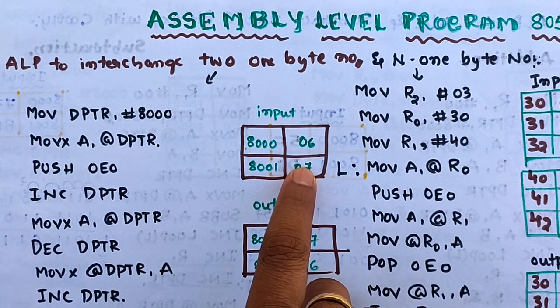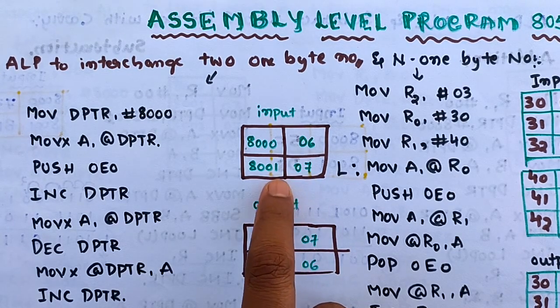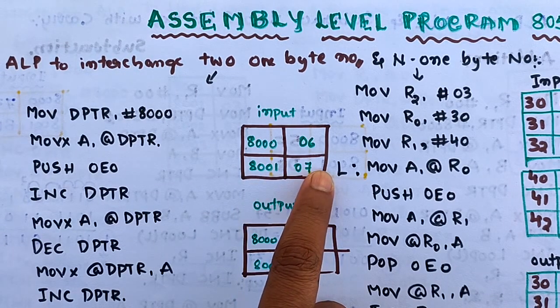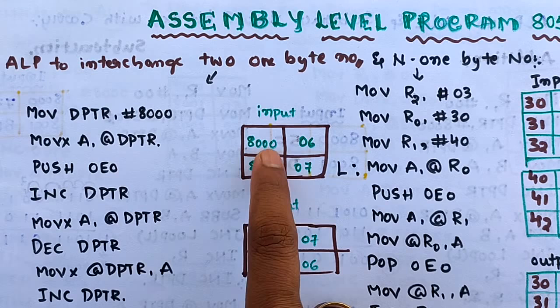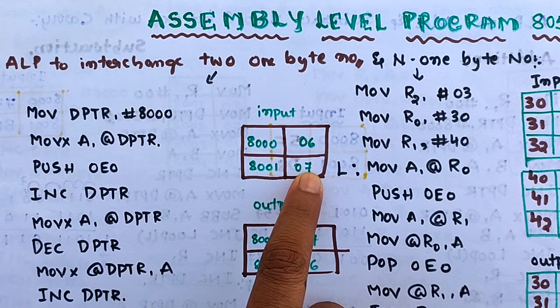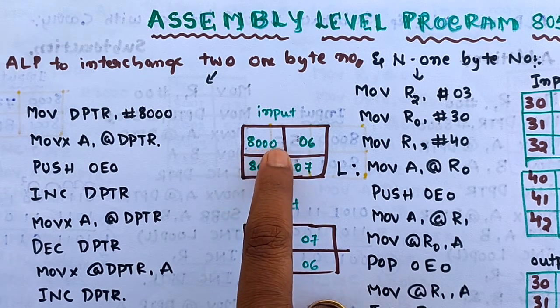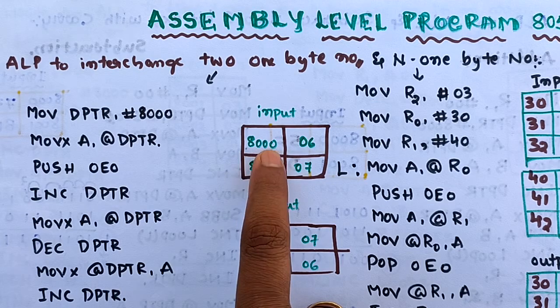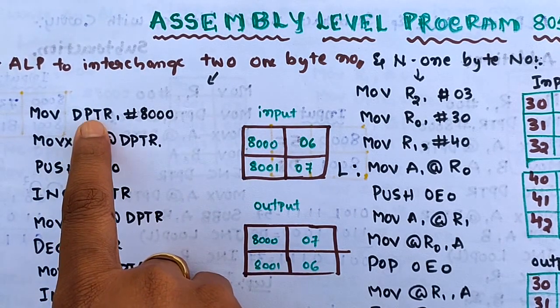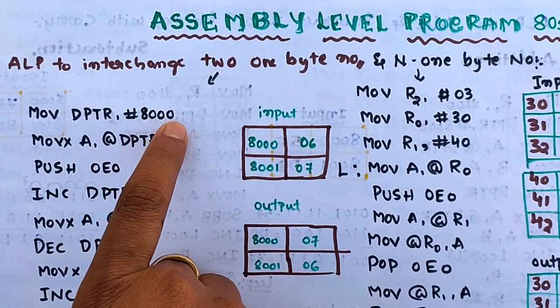Before writing the program we need to initialize the inputs to the microcontroller. Here I am using memory locations 8000 and 8001 to load the data: 8000 is loaded with 06 and 8001 is loaded with 07. First I will use the pointer register, because this is a 16-bit address. In order to address this we require a 16-bit pointer. We can't use R0 as a pointer register here. Therefore I will use the 16-bit DPTR register to point to the address 8000.